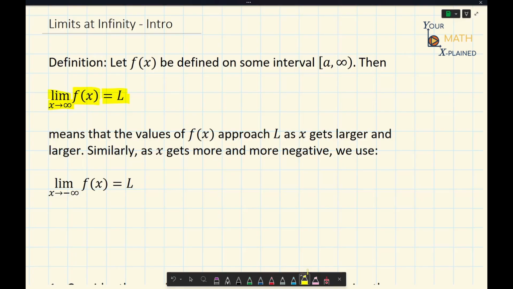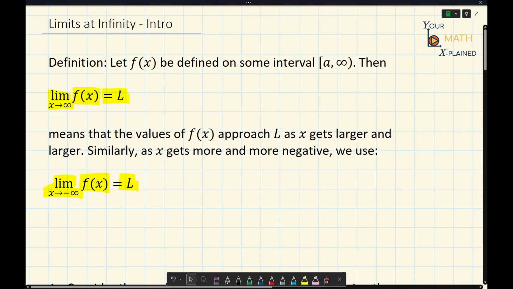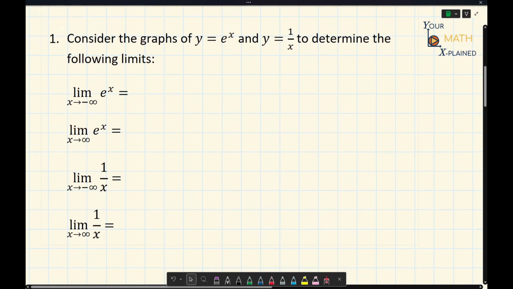Similarly, instead of going towards positive infinity, we can also go towards negative infinity. So we would write that as the limit as x approaches negative infinity of our function f of x is equal to L, to describe that as x becomes more and more negative, our function f of x is getting closer and closer to L. So let's go ahead and take a look at a couple of examples.